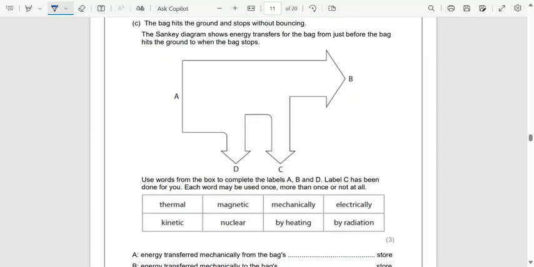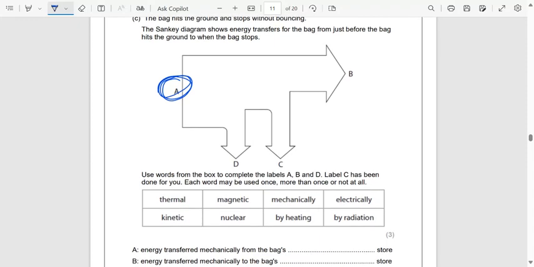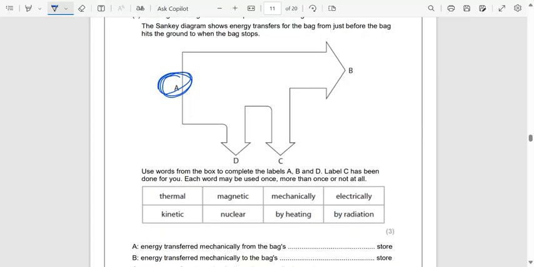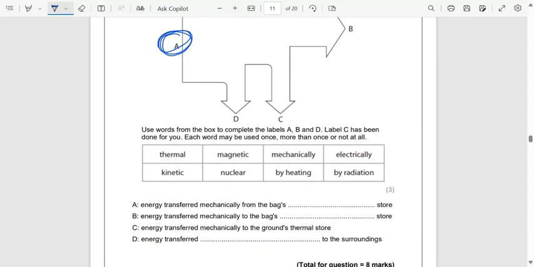So the bag hits the ground and stops without bouncing. So it was falling down and then it's hitting the ground, right? So this side is where it's just about to hit the ground, and then B, C, and D is after it's hit the ground, right? Okay. So when it's falling, what sort of energy has it got? Okay, it's got kinetic energy, it's got movement energy as it's falling, right?